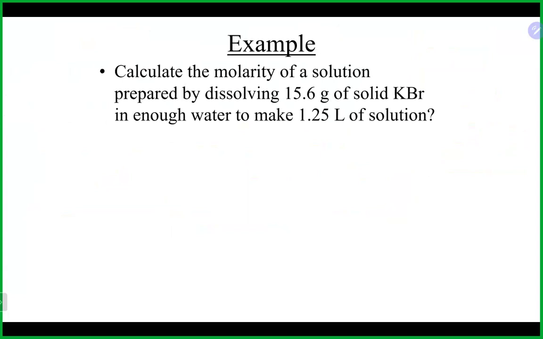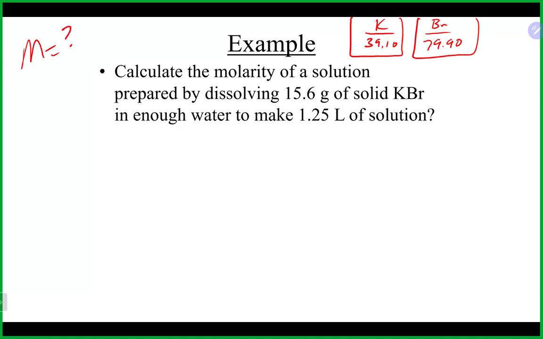All right, so let's take a look at an example here of molarity. We want to calculate the molarity of a solution that's prepared by dissolving 15.6 grams of potassium bromide in enough water to make 1.25 liters. So potassium from the periodic table there, 39.10, I believe. And bromine from the periodic table, 79.90. All right, so take a moment here. We are looking for the molarity of this solution.